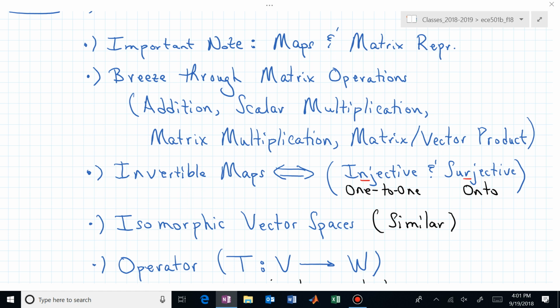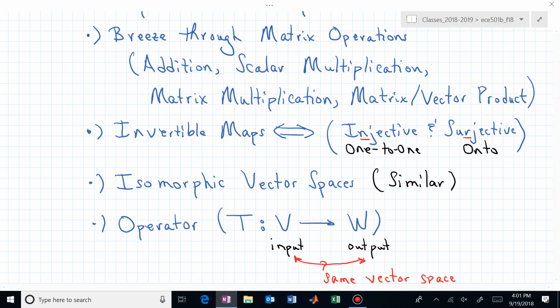Then we will pick up where we left off last time, and we'll make one important note about maps and matrix representation, and that is that the basis that you're using impacts the numbers that you see in the vector or in the matrices, but it doesn't influence the linear transformation or the vector itself, the underlying properties.